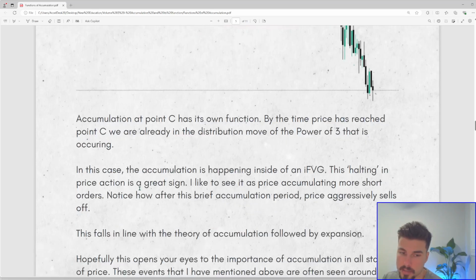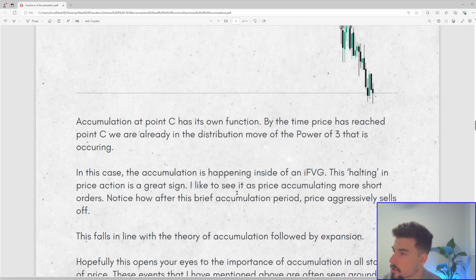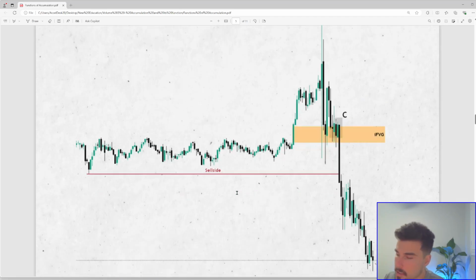Now, looking specifically at this accumulation at pocket C, notice how this accumulation happens, right, inside of this inversion fair value gap. So as I've talked about here, this halting in price, it's actually a good sign. Old going back test, forward test, see price behavior inside of an inversion fair value gap, and see how we behave after accumulating. Again, we've got a really clear target here.